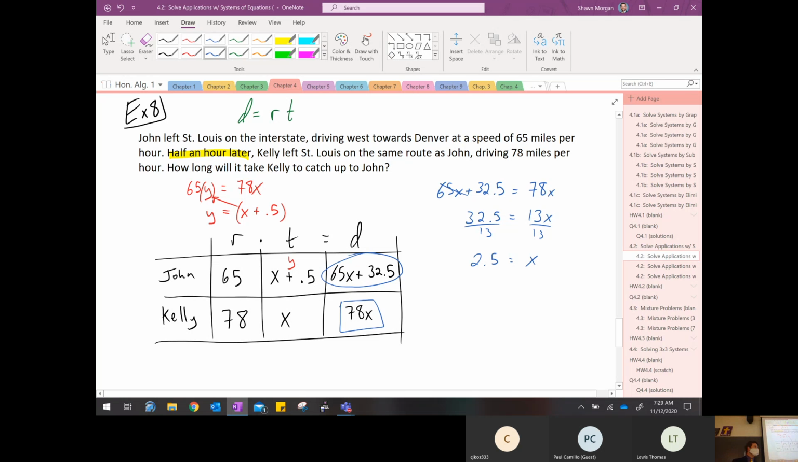Like if the question had said, how long will John have been driving by the time Kelly caught up with him? We would have to say what? 3 hours, because Kelly drove 2.5 and he had a half-hour start. Okay, dirt problem, makes sense? We're about to get to a tougher dirt problem.